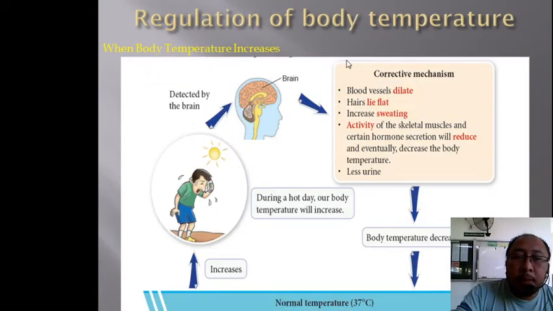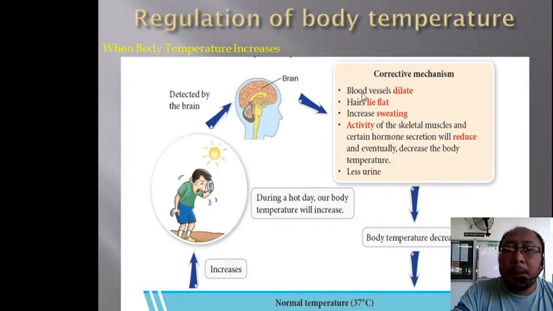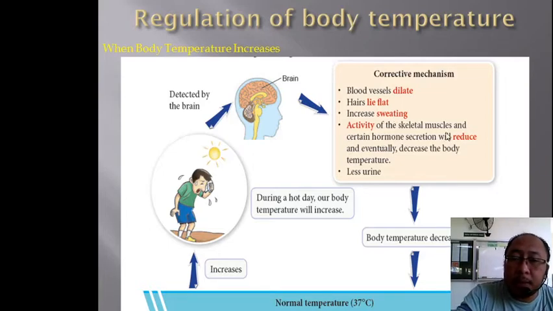For regulation of body temperature, when body temperature increases, same thing, our brain will detect any changes to the temperature. For example, when body temperature increases, our brain will detect the changes and instruct the corrective mechanism. So what will happen during the corrective mechanism? Blood vessels dilate, hairs lie flat, sweating increases, activity of the skeletal muscle and certain hormone secretion will reduce, and eventually decrease the body temperature.